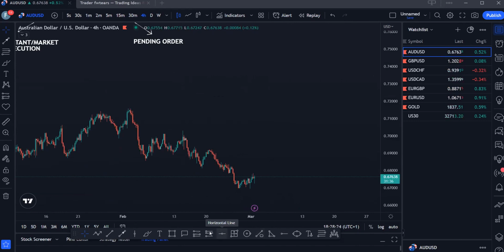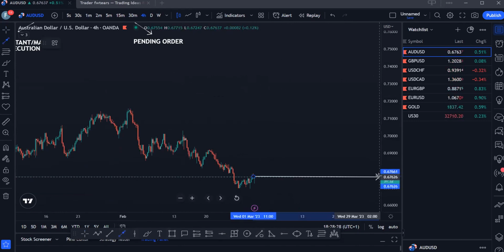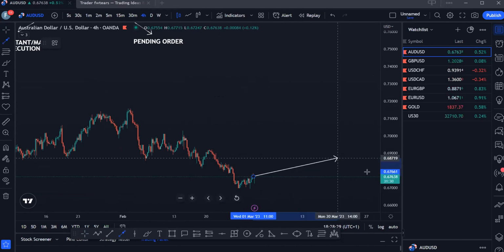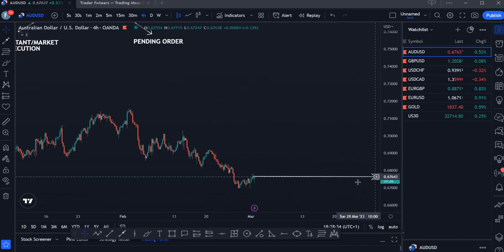Right now, this is where price is. I'm going to put a marker there. Somewhere here, right? So if you are taking market execution, you are going to be entering the market at this price. But for a pending order, you can choose to enter the market at your own price.